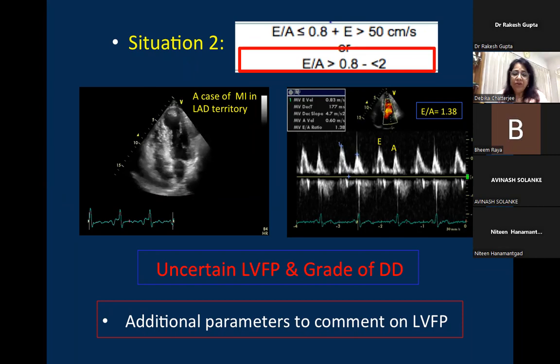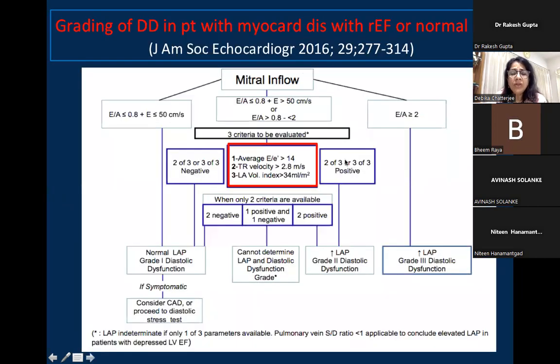We need additional parameters to comment on the LV filling pressure in these cases. So what are those additional parameters? 3 parameters, 3 criteria. One is the average E by E prime, which I have already described. It should be more than 14. Then we say it's a positive criteria.